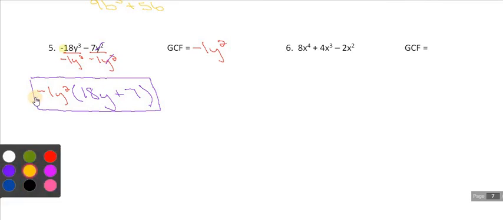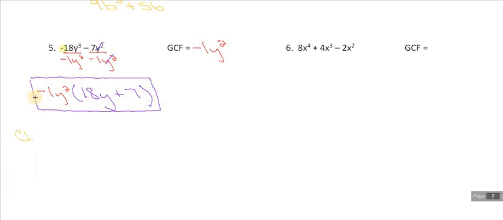Okay, this wouldn't be a bad idea to check this one. Negative 1y squared times 18y plus 7. If I distribute, negative 1 times 18 is negative 18. Y squared times y is y to the third. Negative 1 times 7 is negative 7, and we've got the y squared. It's exactly what we started off with.